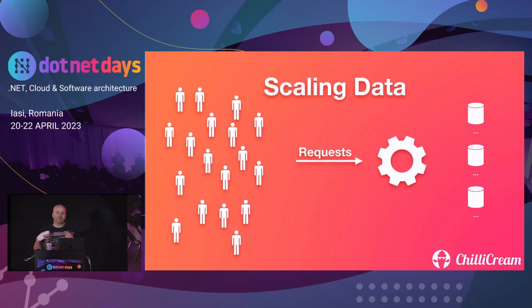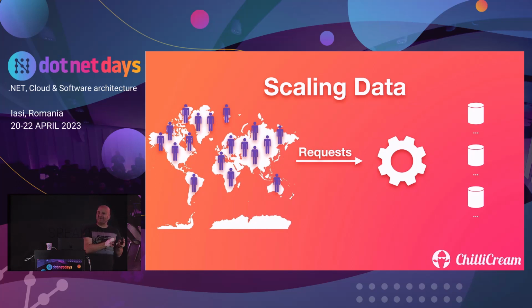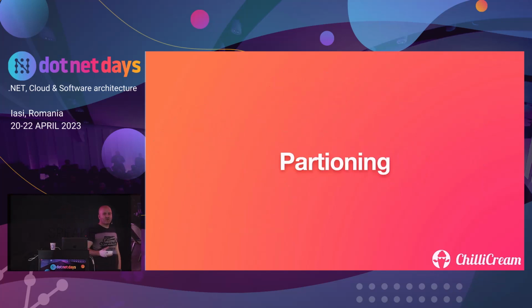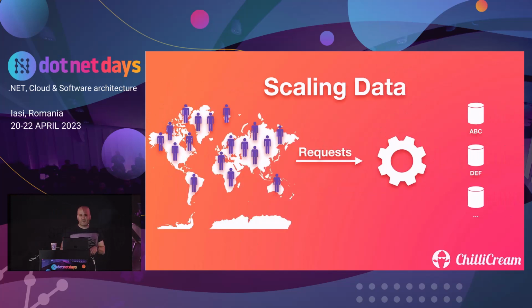Let's first talk a bit about scaling data. When we talk about scaling data, we often mean putting the data more closely to the people that want to use it. In this case, we would talk about partitioning or sharding. And sharding is really a method for distributing your data across multiple regions, machines, disks, or whatever. So it's really about making sure that the people that are in Germany get to the data that is located in Germany. So you want to locate the data close to the people that are using it.